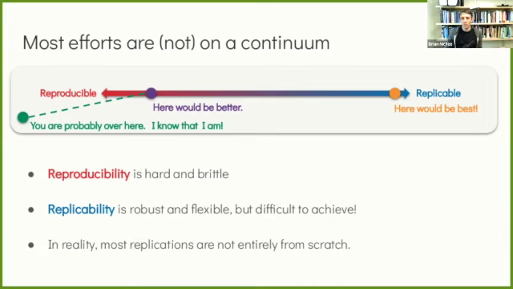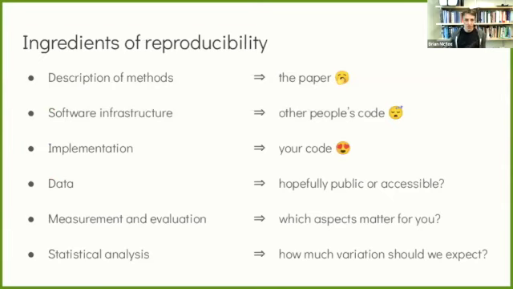So let's talk about why reproducibility is a challenge. What do we see in MIR specifically? And what do we need to make things reproducible? So I'm going to break this down into a bunch of ingredients.